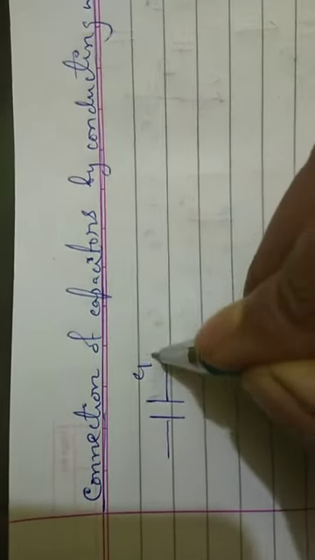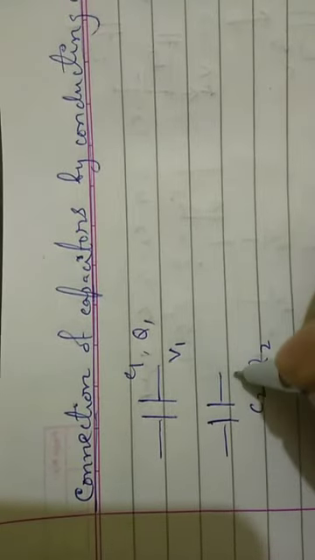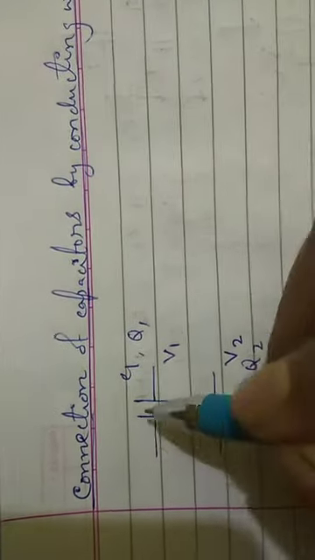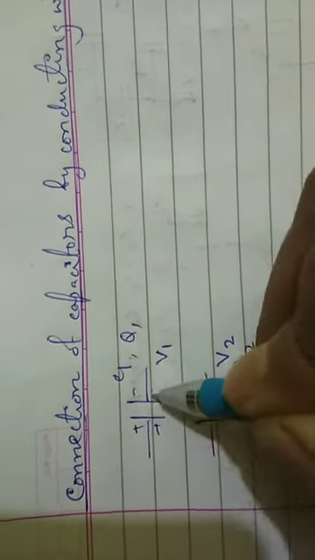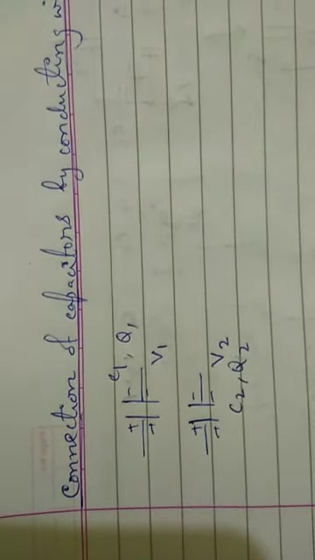So first consider two parallel plate capacitors. Say this one is of capacitance C1 and has charge Q1, and the potential difference across the plates is V1. And we have another capacitor, say C2, charge is Q2 and the potential difference across it is V2. Now say this plate is positively charged and this one is negatively charged, and similarly here.